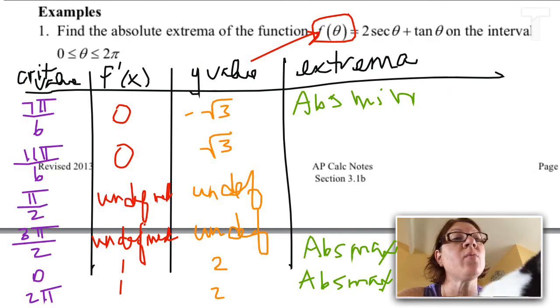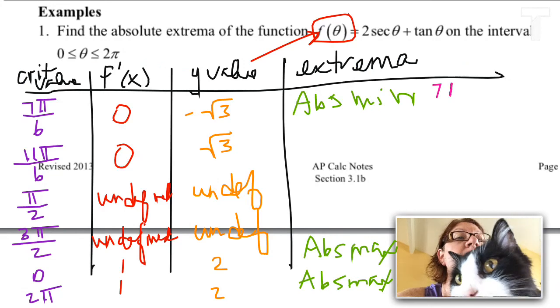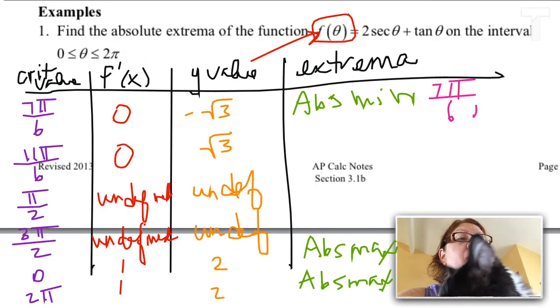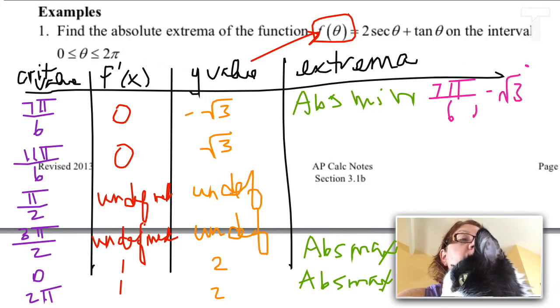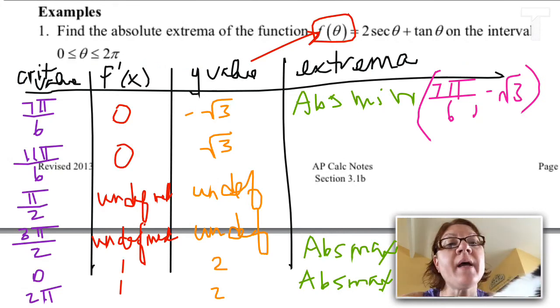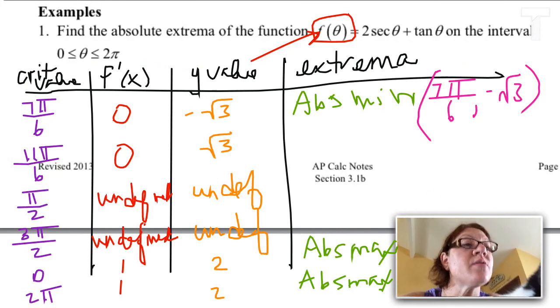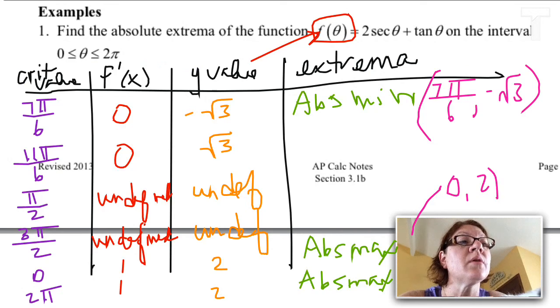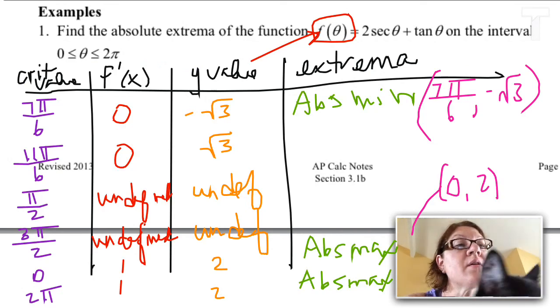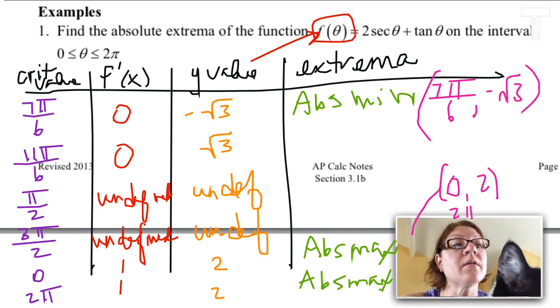And so when I write my coordinates, the absolute min happens at 7 pi over 6, comma, negative square root of 3. And the absolute maxes happen at 0, comma 2, and 2 pi, comma 2.